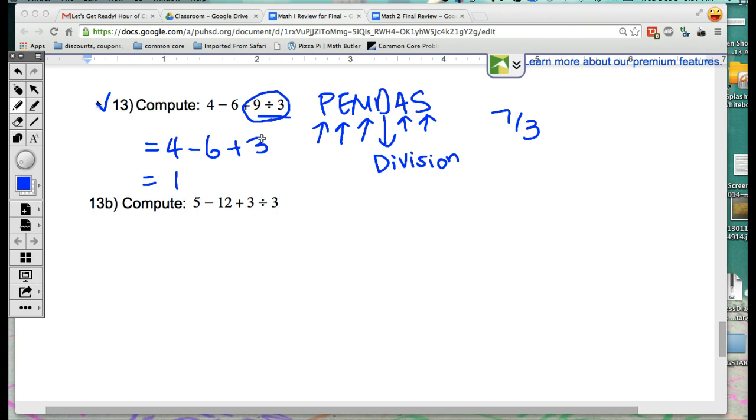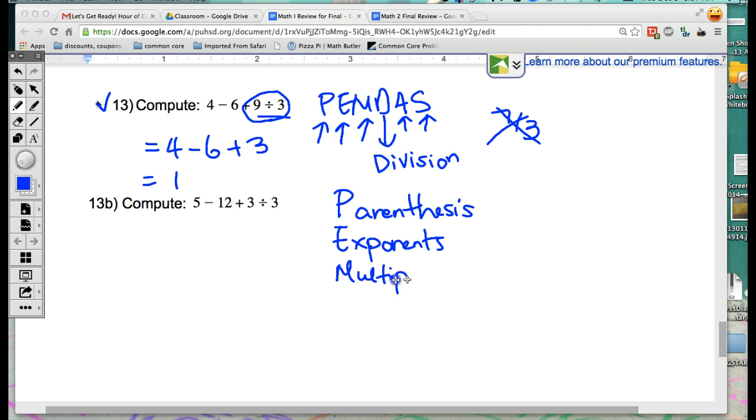The people who created this test already know that you might make this mistake. So they put 7 over 3 as an option right there. So please keep that in mind. That is not right. You gotta use PEMDAS. For those of you who forgot what PEMDAS is, let me just go ahead and write this down for you. Parentheses. Exponents. Division. Addition, subtraction.